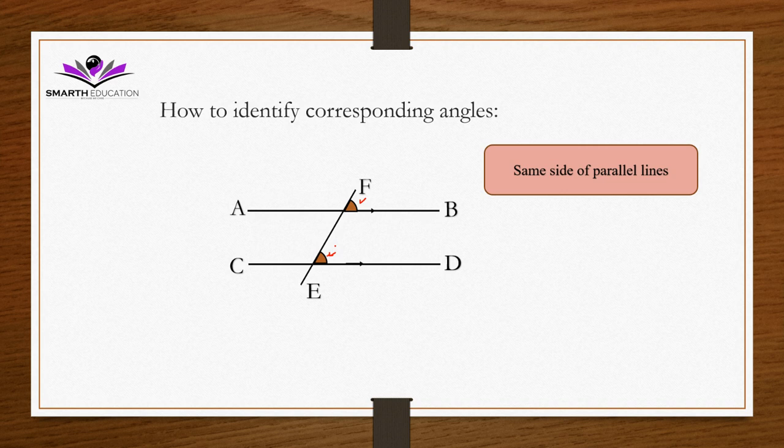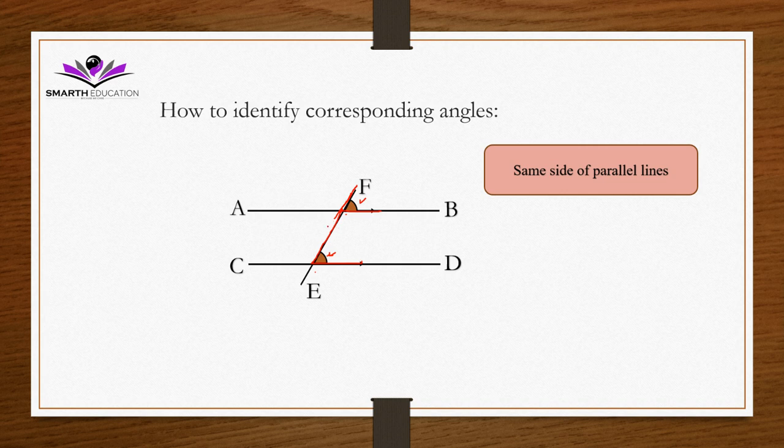Even if it's below, it's fine. You can have an angle below line AB and the other one below line CD. You see that? Before we go to the next one, the other thing is that they form the letter F. The orientation of the letter F can be anyhow. So that is the letter F formed by the corresponding angles.